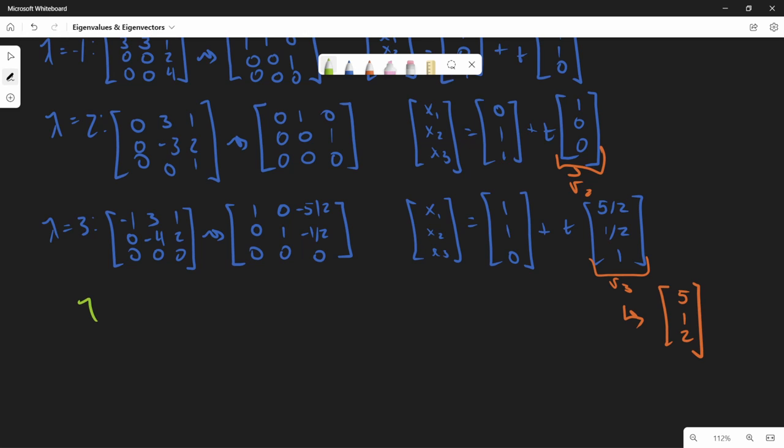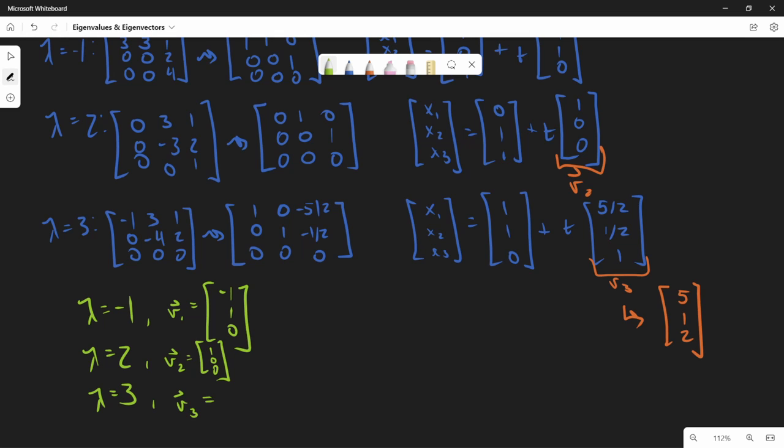And so our answer will be lambda equal to negative 1 with its eigenvector being negative 1, 1, 0, and then for the second one it would just be 1, 0, 0, and for the last one it will be 5, 1, 2. Yeah, that's pretty much how you find them.